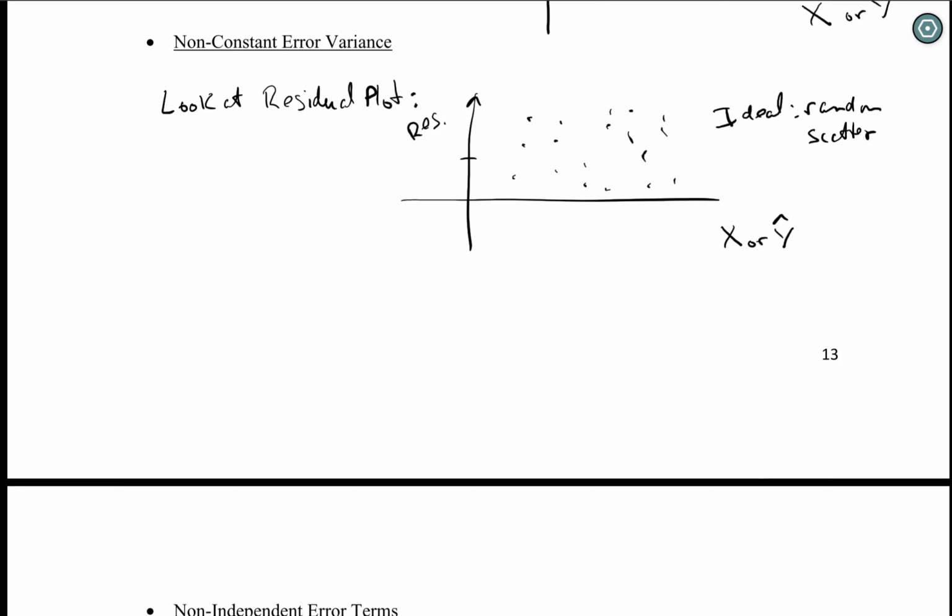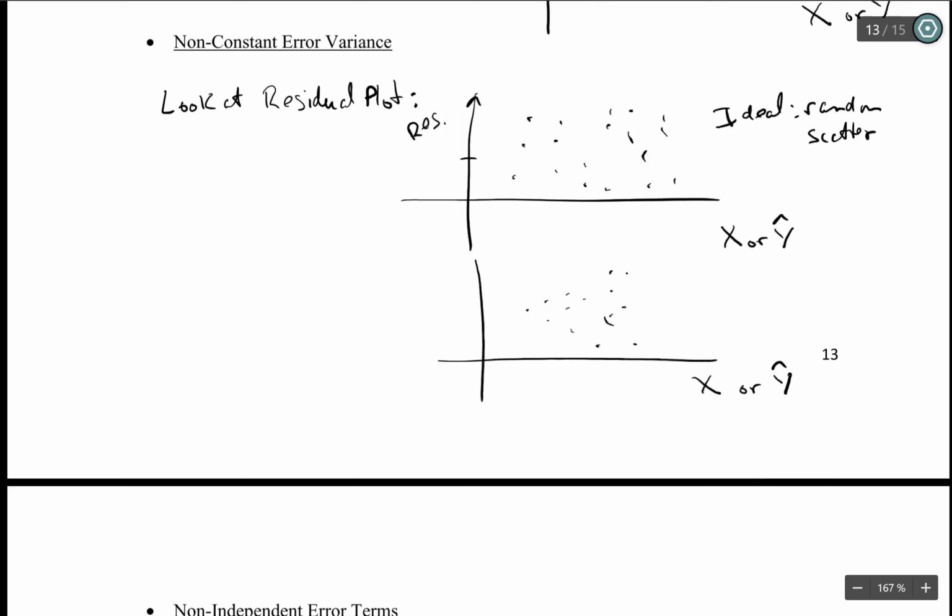Now that would be ideal, but sometimes it is common enough to see a flare. You might see a flaring out where at first the residuals are kind of small, but then as x increases the residuals get bigger, and that would reflect that there's a problem with the constant variance assumption in the error terms.